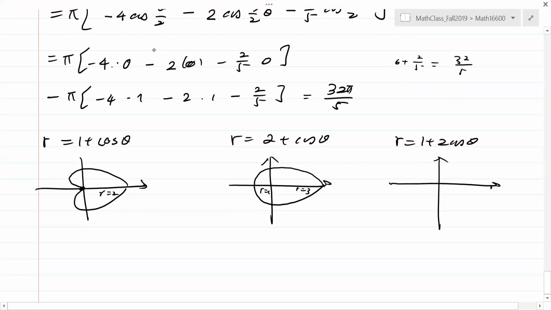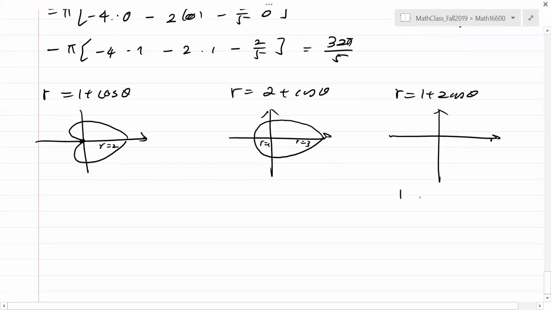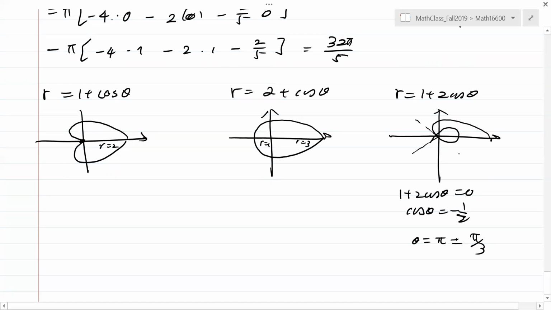Okay. When r equals 0, 1 plus 2 cosine theta is 0, right? Cosine theta equals negative one half. So that means theta equals pi plus or minus pi over 3. Okay. So that means only along this direction, the r is going to be 0. So my graph should look like that. Okay, tangent to that point. Okay, so that's good. You have to pass the y-axis.